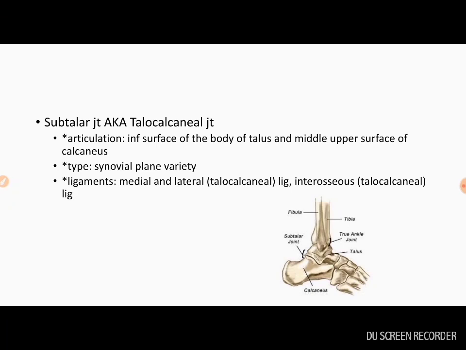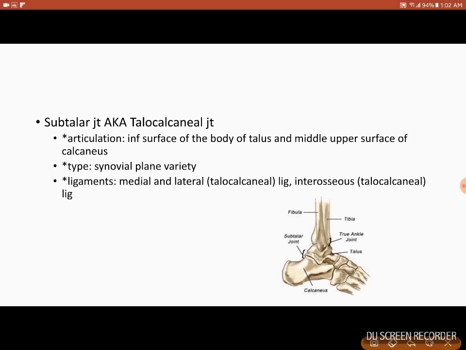Next, your subtalar joint, or your talocalcaneal joint. It's the articulation of the talus and the calcaneus. It is a plane type of joint. And the ligaments, or the static stabilizers, are your medial and lateral talocalcaneal ligaments and your interosseous ligament. Your subtalar joint is located on the rear foot or hind foot.